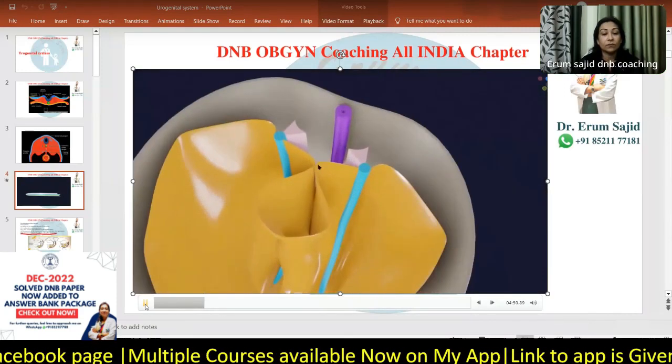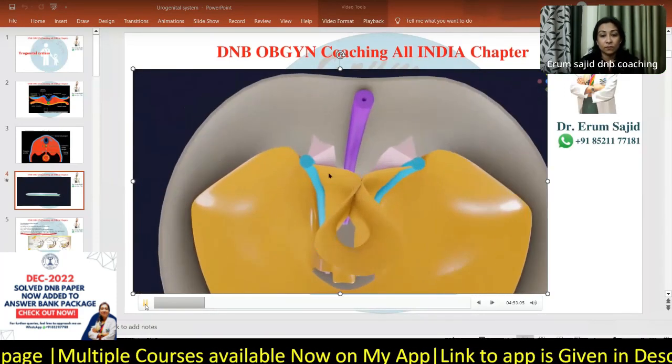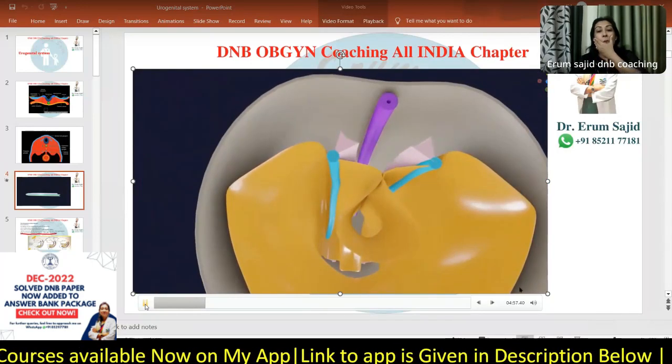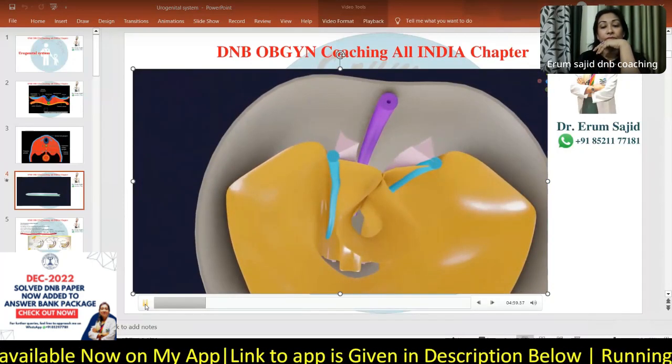So here is the transverse section, and here I think you can appreciate the stuff more clearly, what actually happened after the folding. Let's mark these structures.